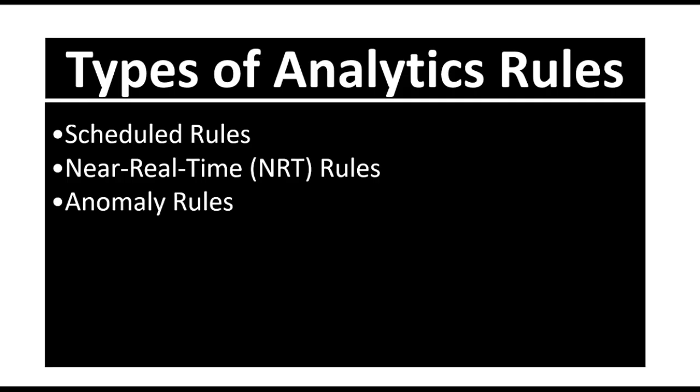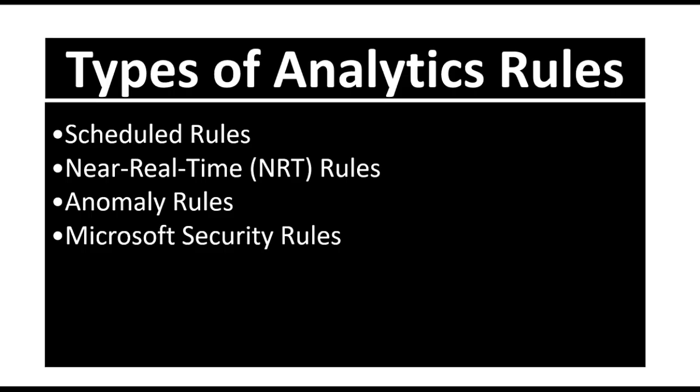Then there are anomaly rules. These use machine learning to detect unusual behaviors that may indicate threats. For example, a user accessing a system from an unexpected location or logging in at odd hours. Then we have Microsoft Security rules. These rules integrate with Microsoft Security products, for example, Microsoft Defender or Entra ID, to generate alerts in Sentinel. This allows seamless correlation of security signals from across the Microsoft security ecosystem.